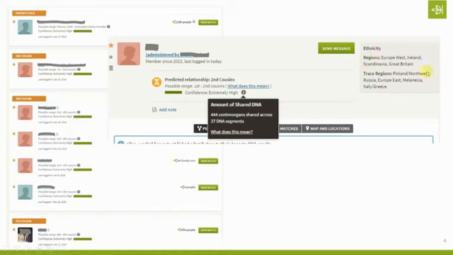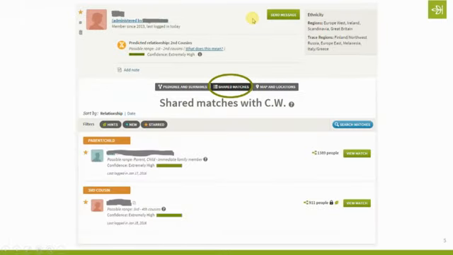So the ethnicity in this case might give us some additional clues or lead us in a particular direction. Now, when I'm viewing the match, I also want to make sure that I click on shared matches. And this is where some of those third and fourth cousins are going to start to coalesce into groups. So here, under shared matches with this individual, this first cousin once removed, we see a parent-child relationship here.